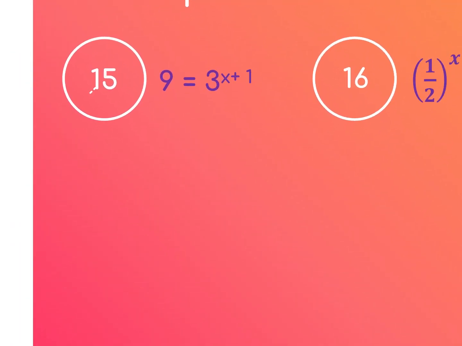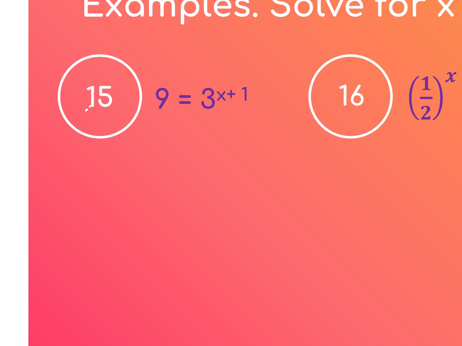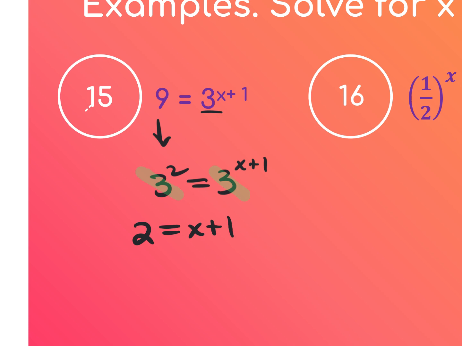So I want to try to make the bigger number into the base of the smaller one. So I could actually change 9 and make it 3 squared, the same base as the other number, and then rewrite that one. Now that the bases are the same, get rid of the base. So I get rid of the 3's, and now I just set my exponents equal to each other. So 2 is equal to x plus 1. Subtract 1.